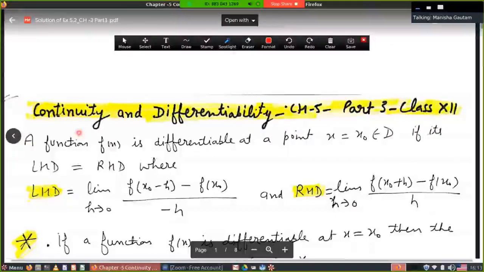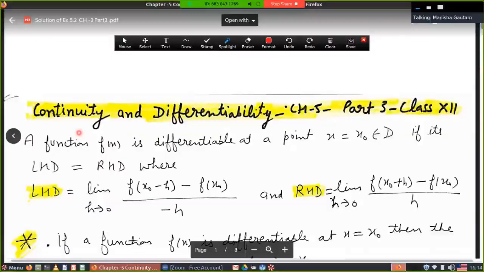Let's start further with chapter 5 after the continuity. In the previous lectures, I have given 2 lectures of continuity to you. In those lectures, I have told you how to check the continuity of a function at a point, in the interval, and on a whole real line. Now, today we will discuss the first lecture on differentiability. By using continuity, how to check the differentiability of a function.